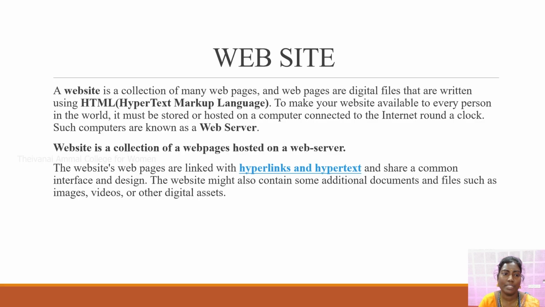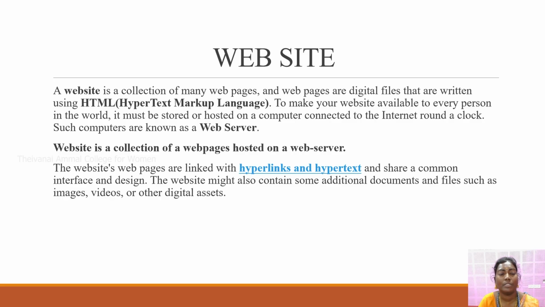Next, what is meant by a website? A website is a collection of many pages, whereas a web page is a single document which we view with the help of HTML and CSS. Web pages are digital files written using HTML, hypertext markup language, which make websites available for every person in the world. It must be stored or hosted on a computer connected to the internet round the clock. Such computers are known as web servers.